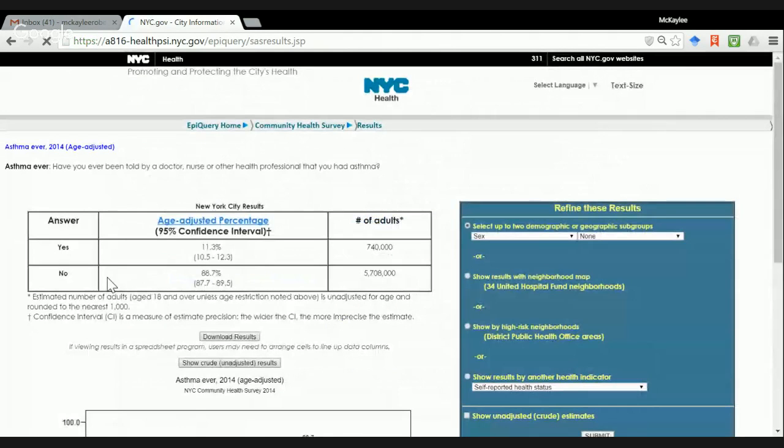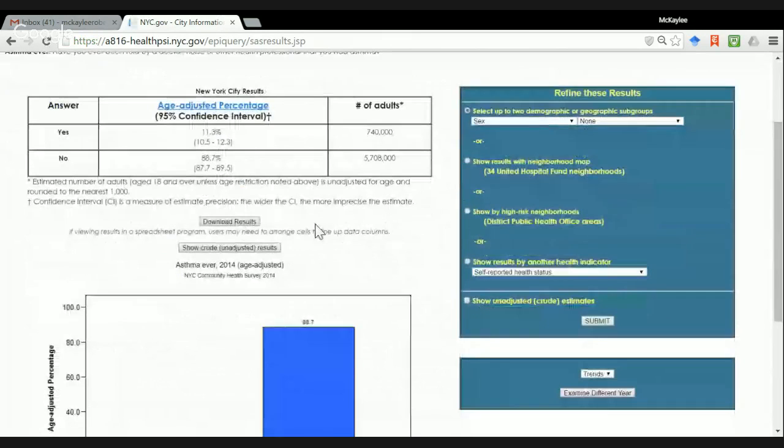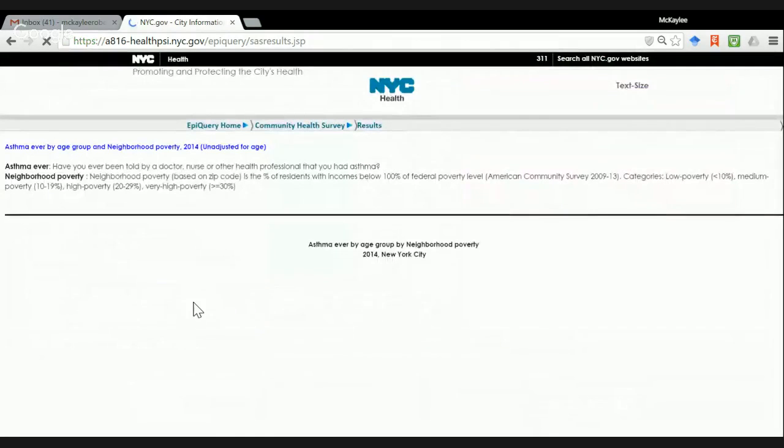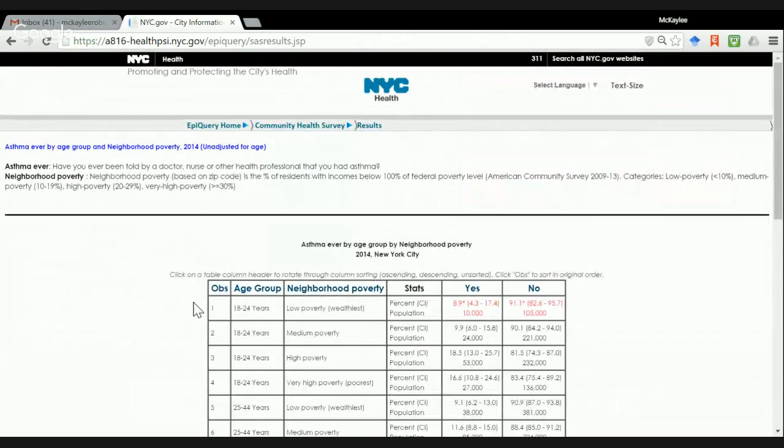All right, and this is going to just give you the age-adjusted prevalence of adults. You can also select some demographics to look at this. So maybe we want to look at asthma by age group and neighborhood poverty. So this is showing us that 11.3% of adults in 2014 had asthma.